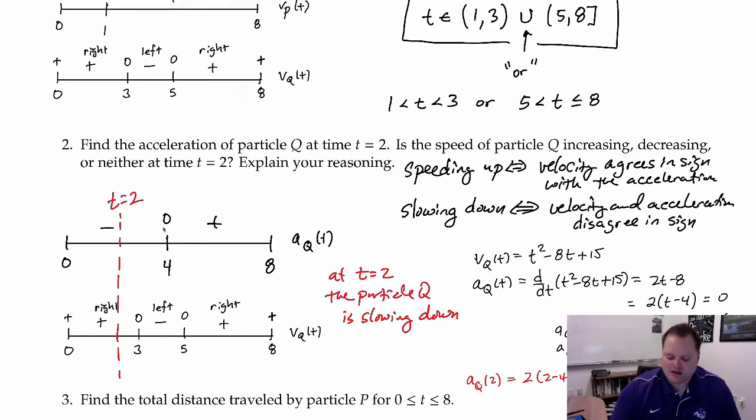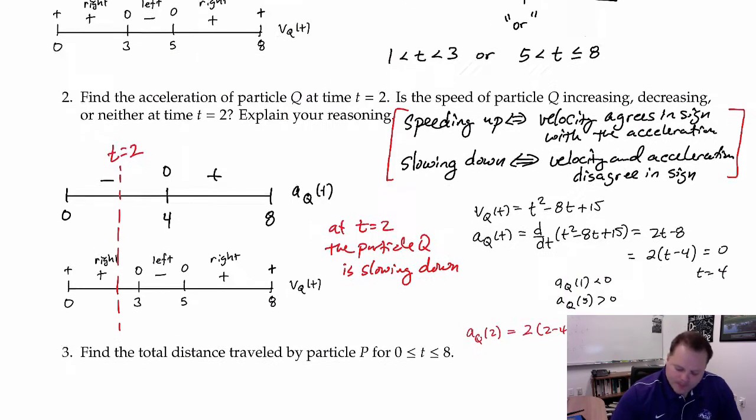So it's very important that you remember when it comes to speed, speed is different than velocity. Speed is the absolute value of velocity. Because of that, you have to have agreement in the sign of both the velocity and the acceleration. So it's very important that you remember this when comparing the two.